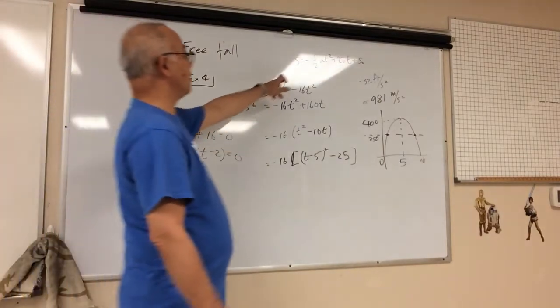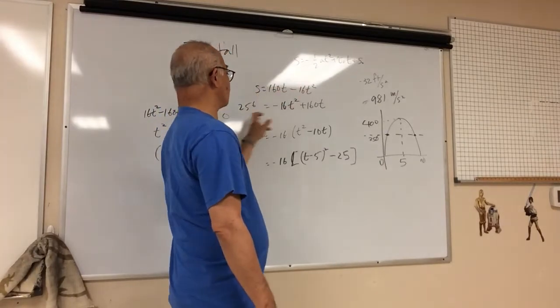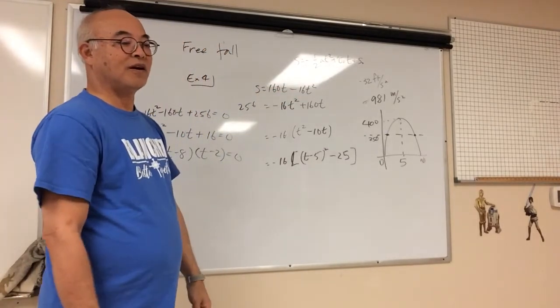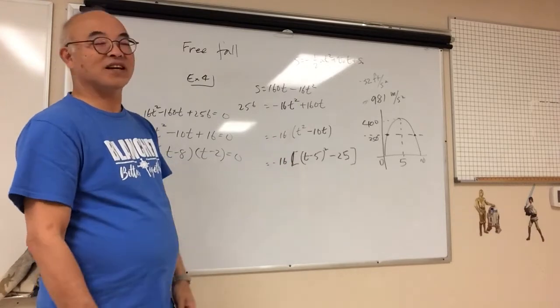Time in where? In here? No. I already know what I'm going to get, it's going to be 256. Yes, that's what I solved. Then that has nothing to do with the velocity. Then what do you want from me?